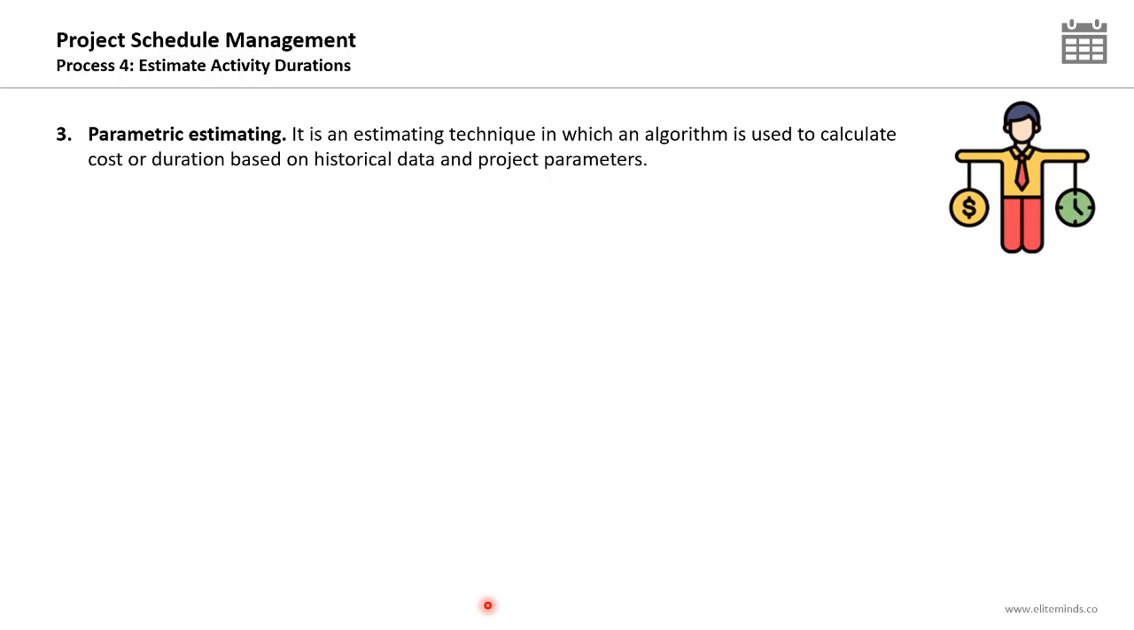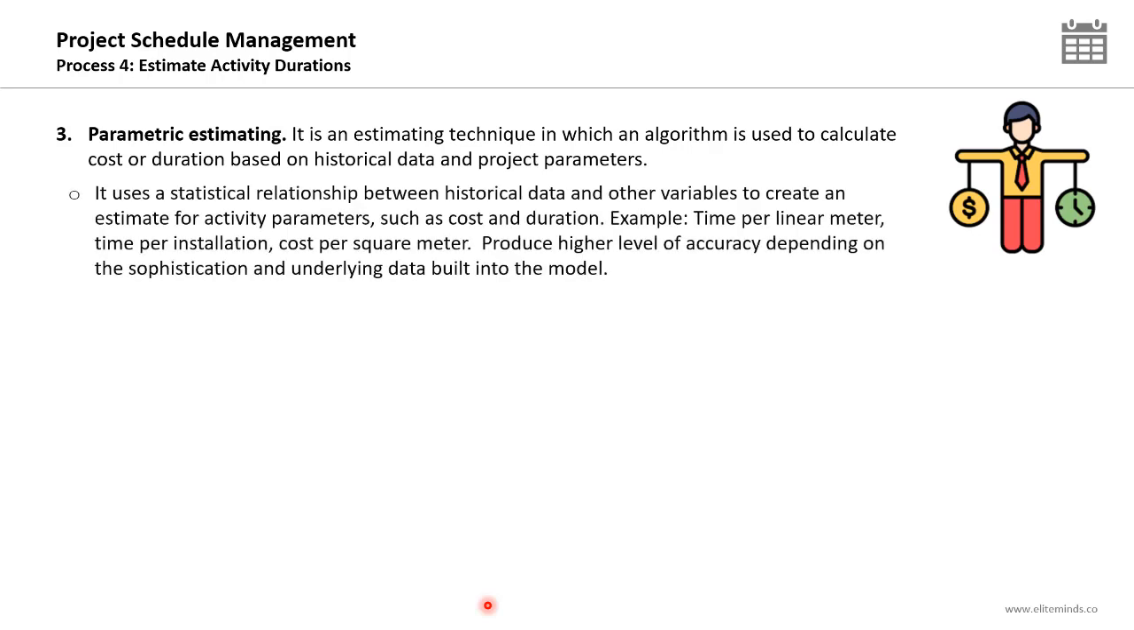It's an estimating technique in which an algorithm is used to calculate cost or duration based on historical data and project parameters. So this estimation technique is more based on an algorithm or a formula. It uses a statistical relationship between historical data and other variables to create an estimate for activity parameters such as cost and duration. Examples of parametric estimation algorithms: time per linear meter, time per installation, cost per square meter. It can produce a higher level of accuracy depending on the sophistication and underlying data built into the model.